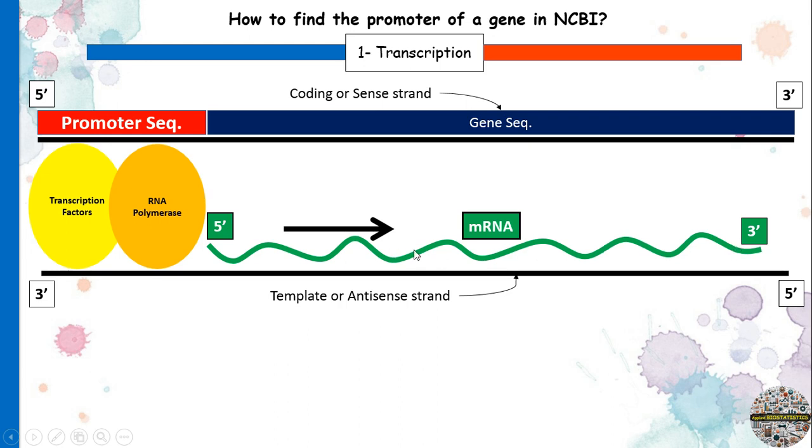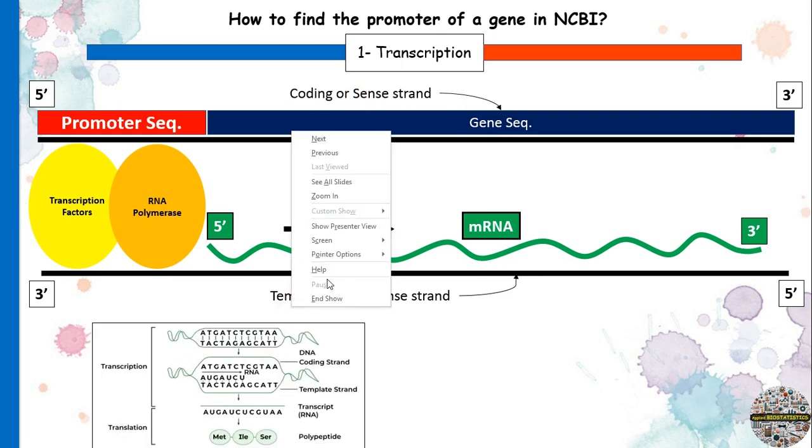And as you know, the mRNA is a complement to the template strand, and it is made based on the template strand. I mean, the RNA polymerase uses the template strand to continue transcription and to make the mRNA. But the sequence of mRNA is exactly similar to the gene sequence, which is on the coding or sense strand.